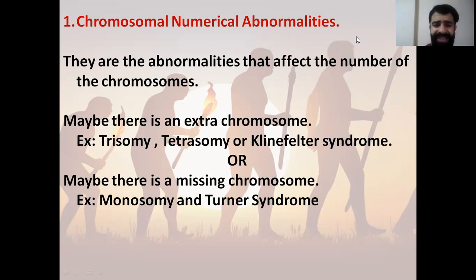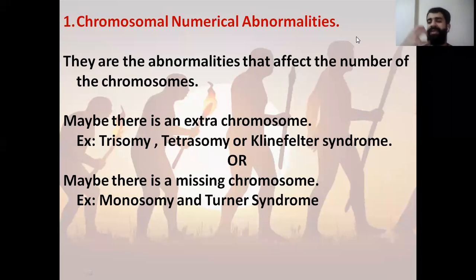Maybe there is an extra chromosome, like the case of trisomy: trisomy 21, trisomy 18, trisomy 10, whatever. In trisomy, we have 3 copies of the chromosome instead of 2. Or we have tetrasomy 4, or Klinefelter syndrome, which is an anomaly that affects the sex chromosomes, where we have XXY, and the individual is going to be sterile, since the abnormality affects the gonosomes and not the autosomes. If it affects the autosomes, the individual is going to be fertile, so can give birth.